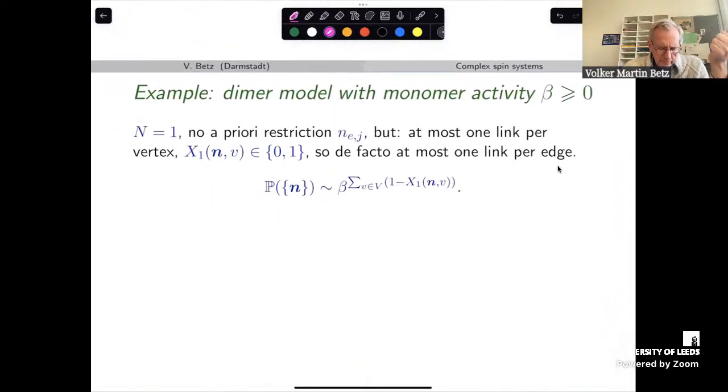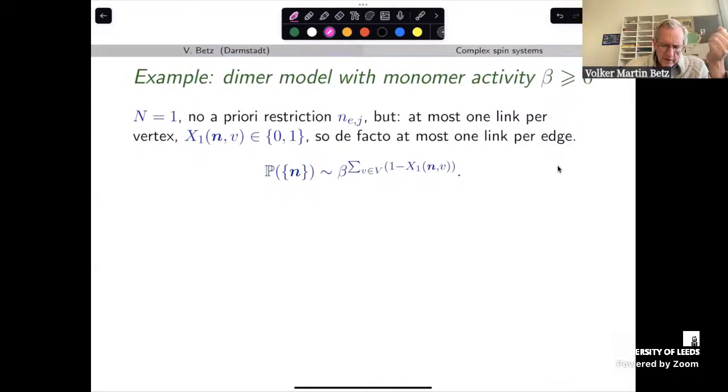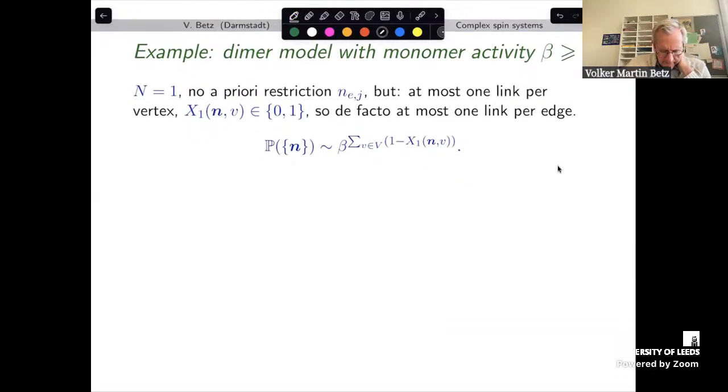But a different, less boring model is the dimer model. The dimer model works like this. You again have a graph. Let's do this graph for the moment.